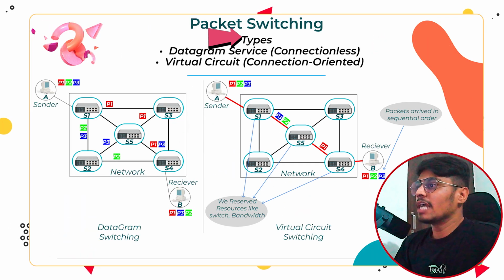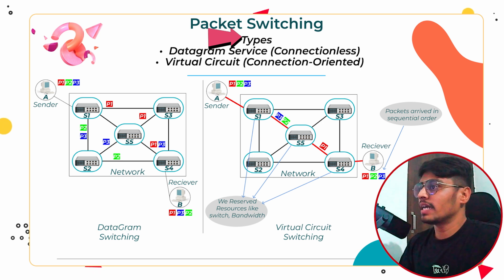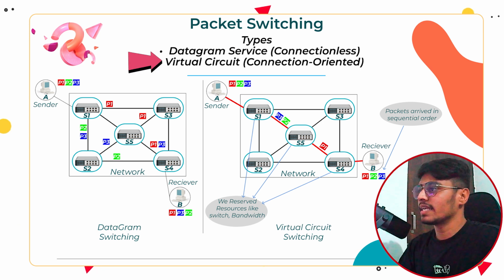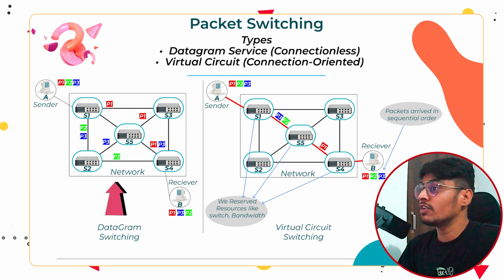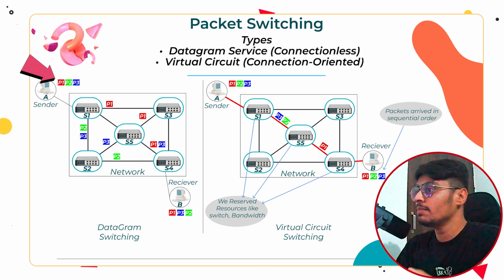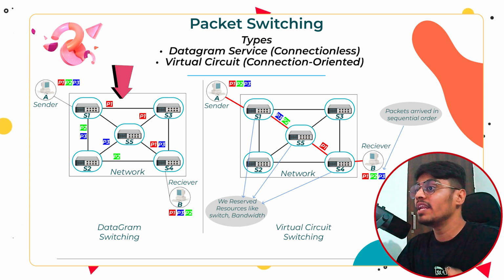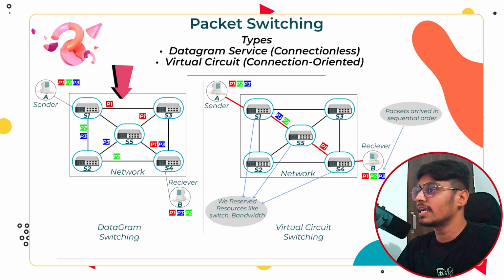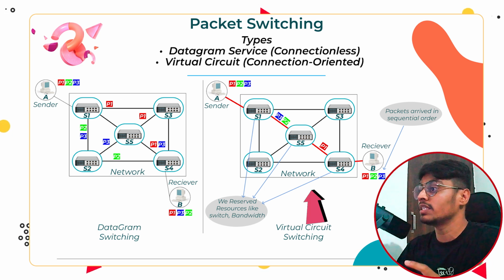Now, moving forward to the types of packet switching. Two types of packet switching are there: datagram switching and virtual circuit switching. In datagram switching, there is no reservation of resources like switches or bandwidth, same as packet switching. As we can see in the diagram also, packets P1, P2 and P3 are being sent by available paths and switches.